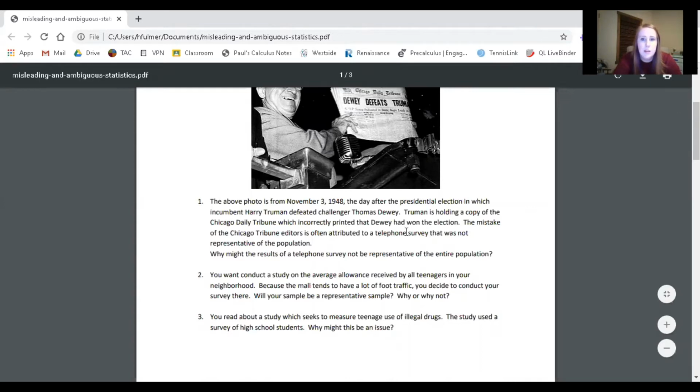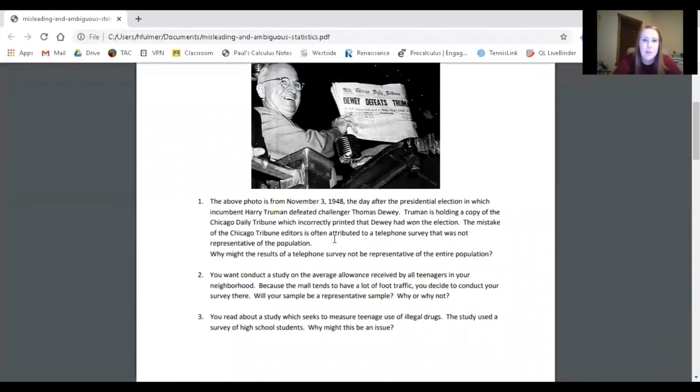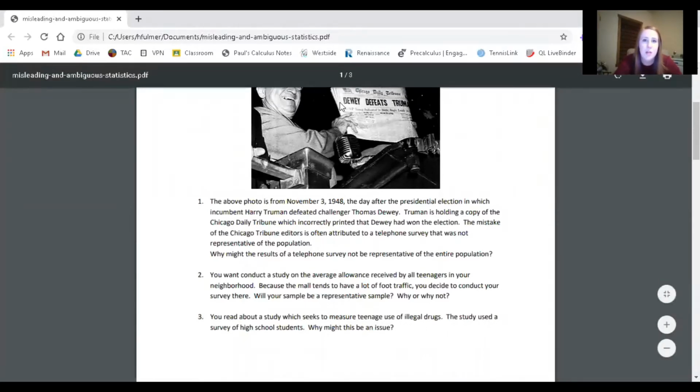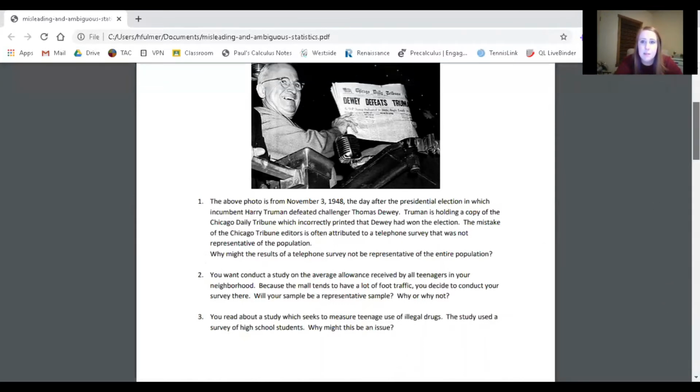Okay, number one is talking about a survey that was done that caused a newspaper to announce that the wrong candidate won the presidential election. And there's a question about why the results of this telephone survey that they did isn't representative of the entire population. So just answer that as best you can.